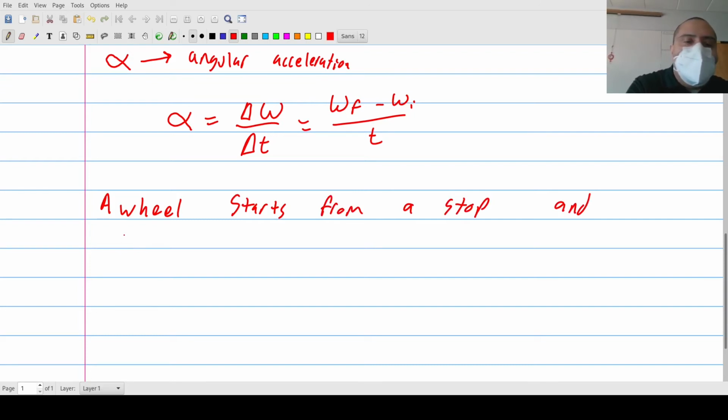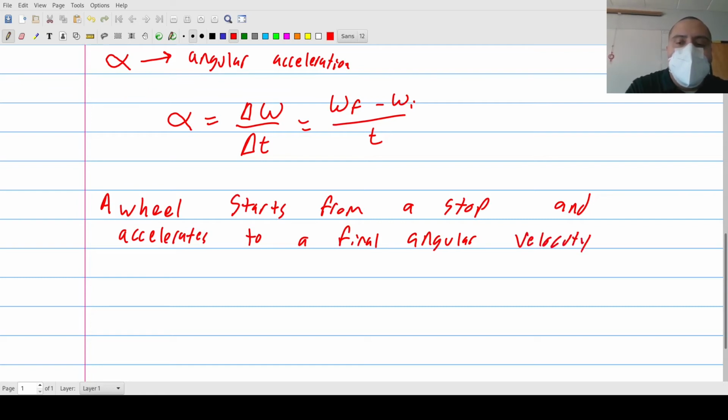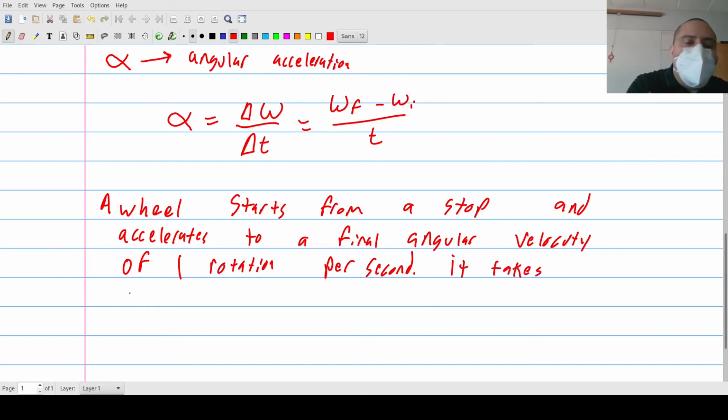And accelerates to a final angular velocity of 1 rotation per second. Oh, and let's talk about how long it takes to do that. It takes about 5 seconds.